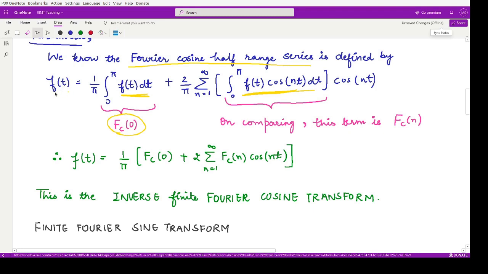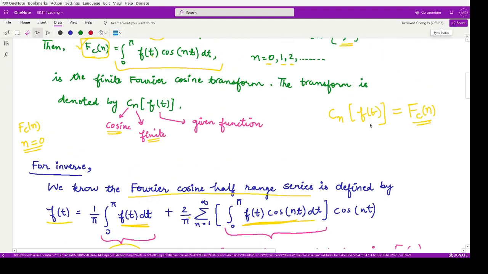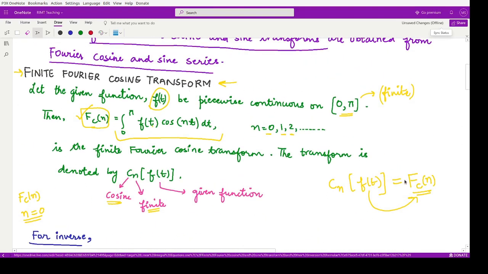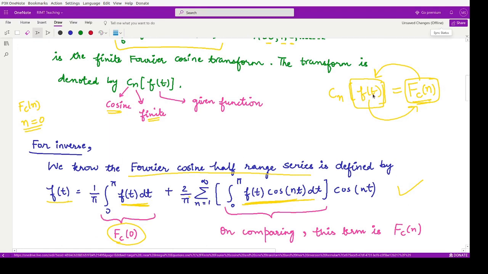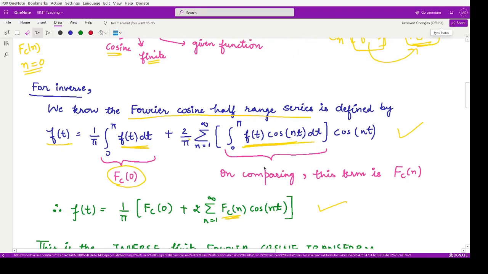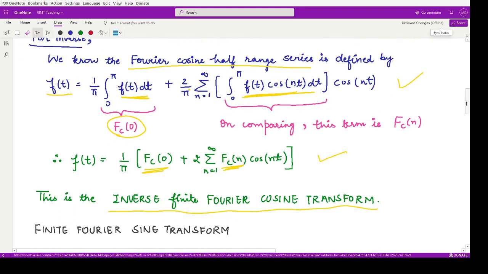So we can write f of t as 1 by pi F_c of 0 plus 2 times this whole value including 1 by pi, that is F_cn, so summation n varies from 1 to infinity F_cn cos nt. This is the expression for the inverse finite Fourier cosine transform. What we have done is shifted from f of t to F_cn when we applied the finite Fourier cosine transform. For reversing it, we have to move from here to here. That means we input these quantities and we get the output of this quantity. This inverse operation is defined through a series of this kind. You obtain the expression for f of t using this expression, where you have F_cn inputted into the series and F_c calculated at the point 0. So this is the inverse finite Fourier cosine transform.